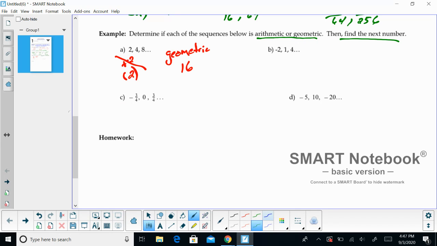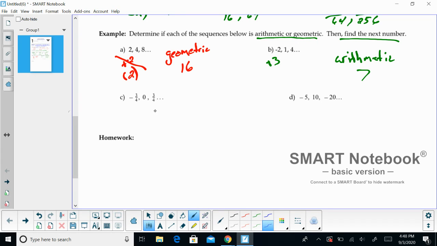Looking at example B, we're going to start the same way. Is there a way that I can add something to -2 to get to 1? Well, I could add 3 to get to 1, and then 1 plus 3 is 4. Hey, this is an arithmetic sequence. What would be my next number? 4 plus 3? That would be 7.